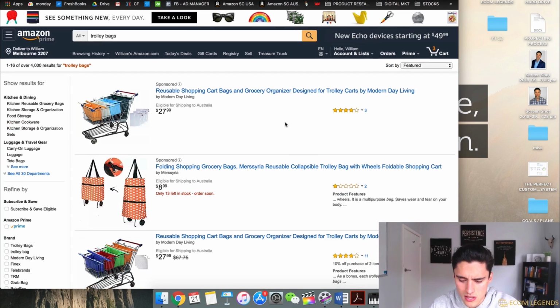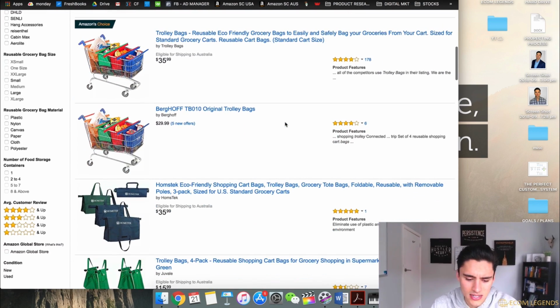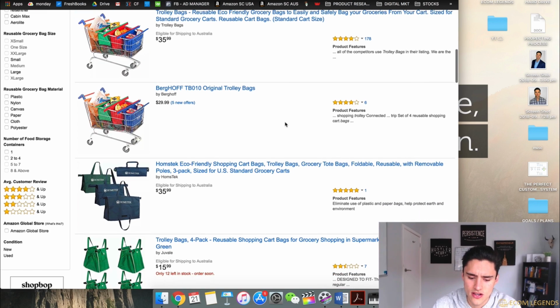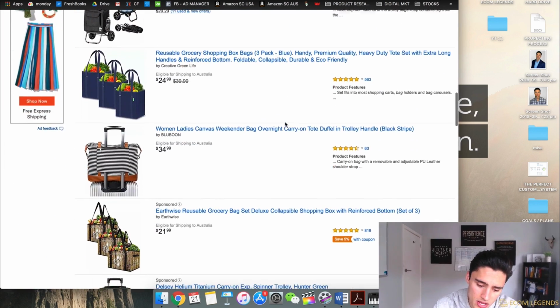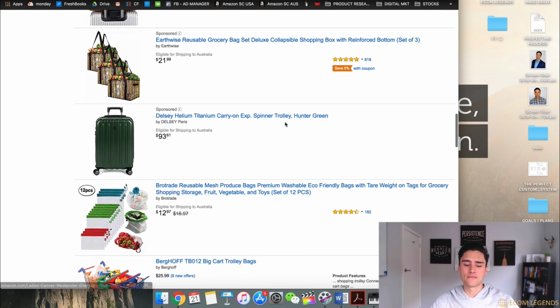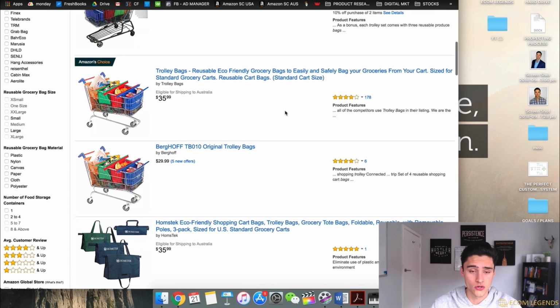And then you've got the trolley bags. We found it and it matched our criteria, and it was making enough money and everything, and reviews were very low. That's how we came up with this one. But I'm personally not interested in this one because I wouldn't like to sell reusable trolley bags. I don't know about you, but I don't feel like creating a business around this.